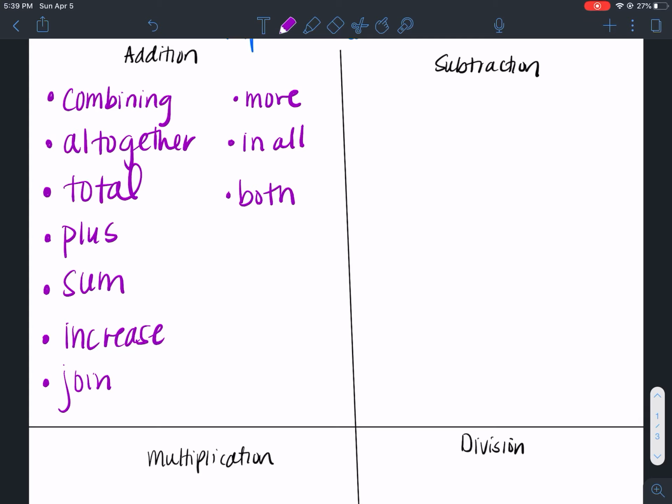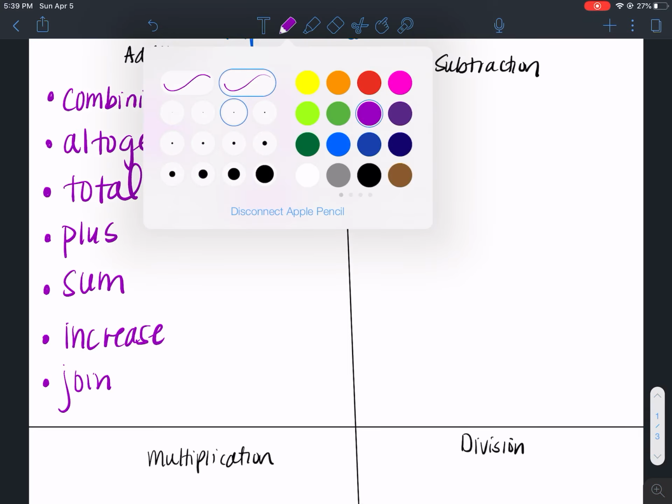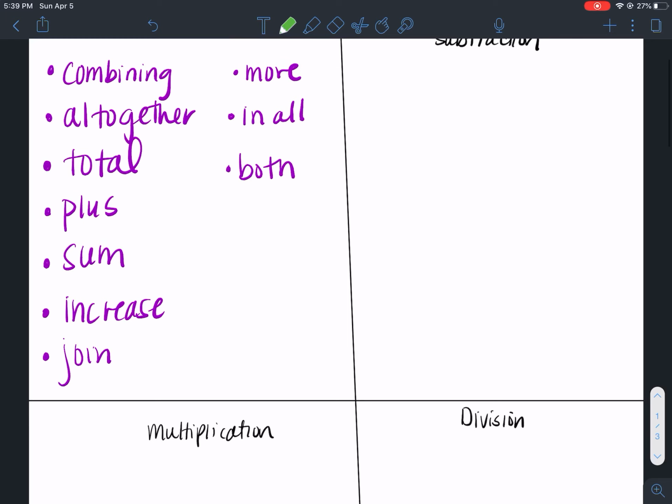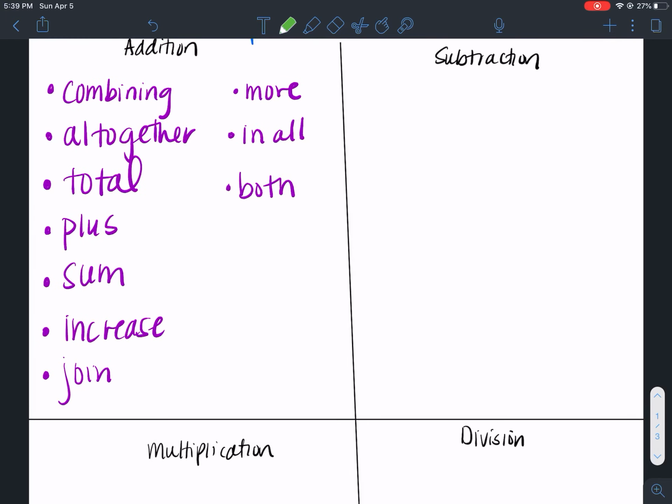You might want to pause and think, what other keywords mean addition? There's so many. These are the ones that you see more repeated. If you can think of more, go ahead and fill them in. What other words mean addition? So now let's go on to subtraction. Let's use green. Okay, so let's move on to subtraction.